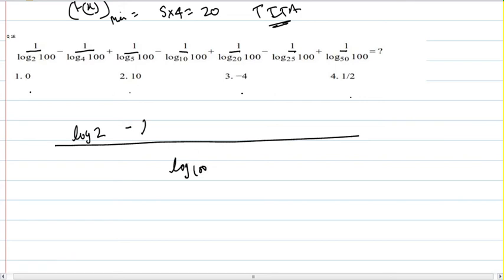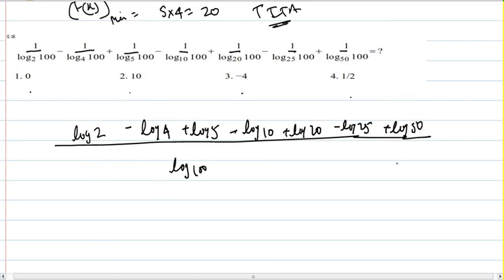This one I can write as minus log 4. Next one I can write as plus log 5. Next one I can write as minus log 10. Next one I can write as plus log 20, minus log 25, plus log 50. Observe, this is log of A plus log of B. I can rewrite it as log of A into B.